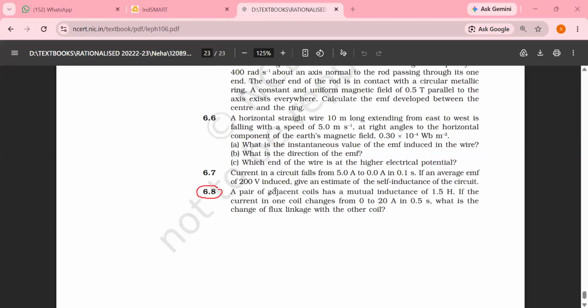A pair of adjacent coils has a mutual inductance of 1.5 Henry. If current in one coil changes from 0 to 20 ampere in 0.5 seconds, what is the flux linkage of the other coil? So there are two coils.